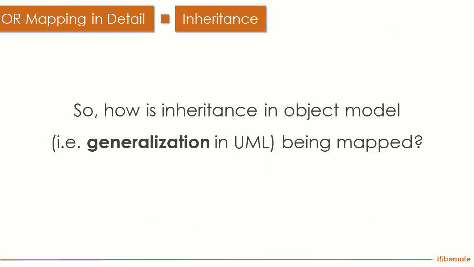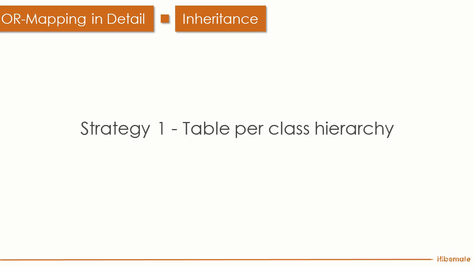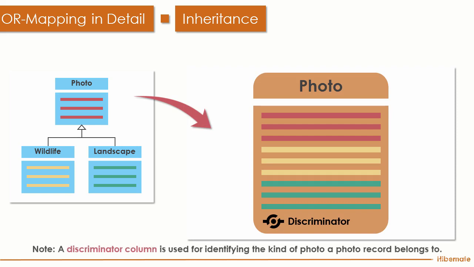Let's move on to a more advanced topic we talked about before: how to handle the inheritance, the generalization in the ERD. We have different strategies. First, you can use one table to store all the attributes in the hierarchy. In this example, we have a photo class as a superclass, and we have some attributes like color in red, and the wildlife and the landscape. You have different types of attributes.